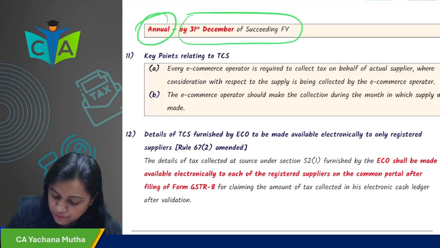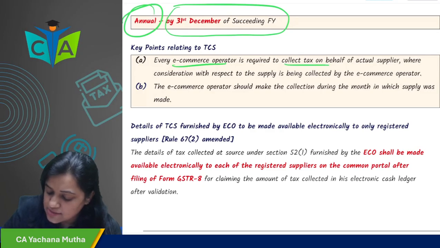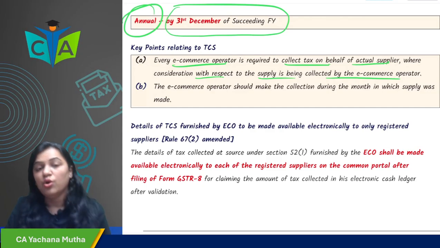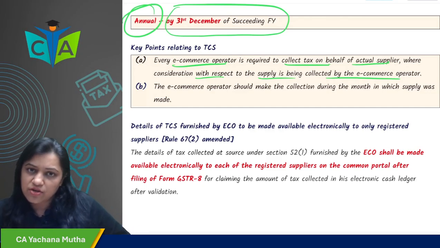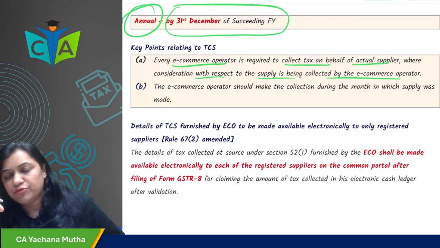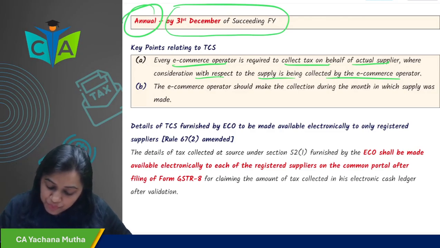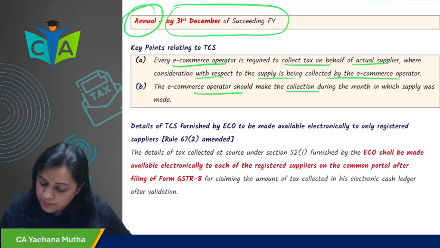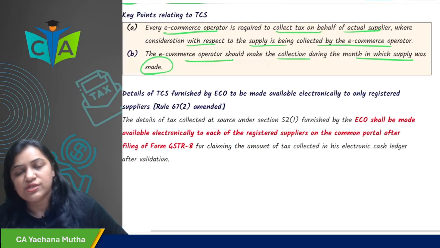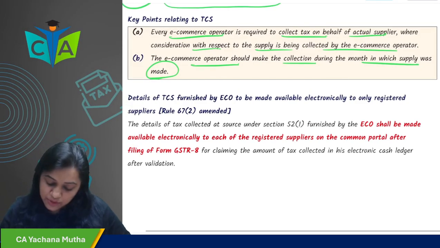Key points are: every ECO is required to collect TCS on behalf of the actual supplier where consideration with respect to supply is being collected by the ECO. Whenever the ECO is collecting consideration on behalf of the supplier, they have to collect TCS. The ECO should make the collection during the month in which supply is made. In whichever month supply is made, you have to collect TCS in that month only.